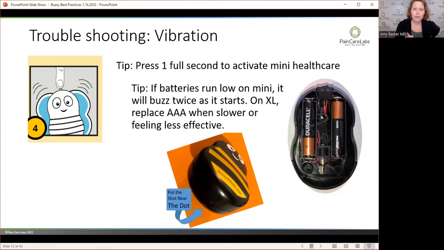Finally, on all of our units, we do have a dot, and that dot correlates with the location of where the motor is. Because of how the frequency works to reduce pain, there's going to be a cone of efficacy that's closest to where that motor is. So you want to try to orient Buzzy so that the shot is near the dot, so that you're getting the most bang for your buck for pain relief.